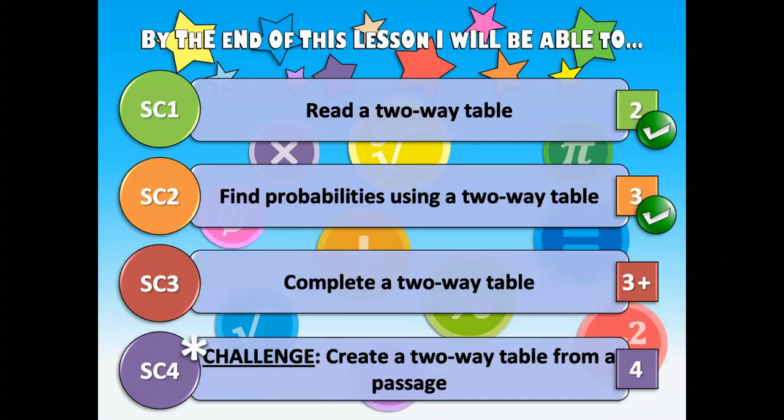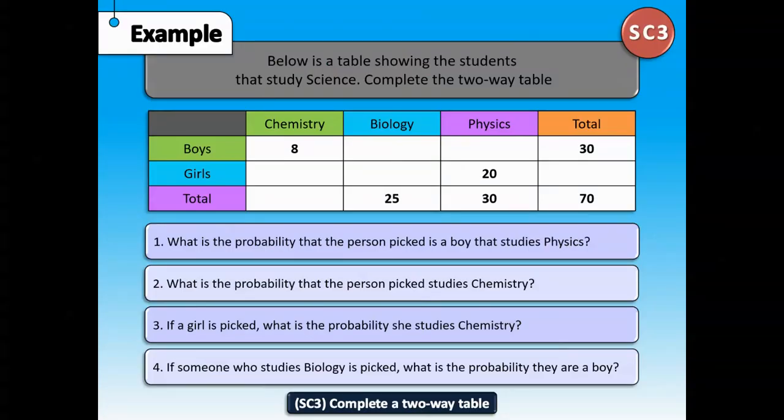So now we're going to move on to number 3, and this is to complete a two-way table. So below is a table showing students that study science, and we want to complete the two-way table. So the first thing that we can do, if we look at this two-way table, is we know that there must be 40 girls, because there's 70 people in total, and 30 are boys. So there must be 40 girls.